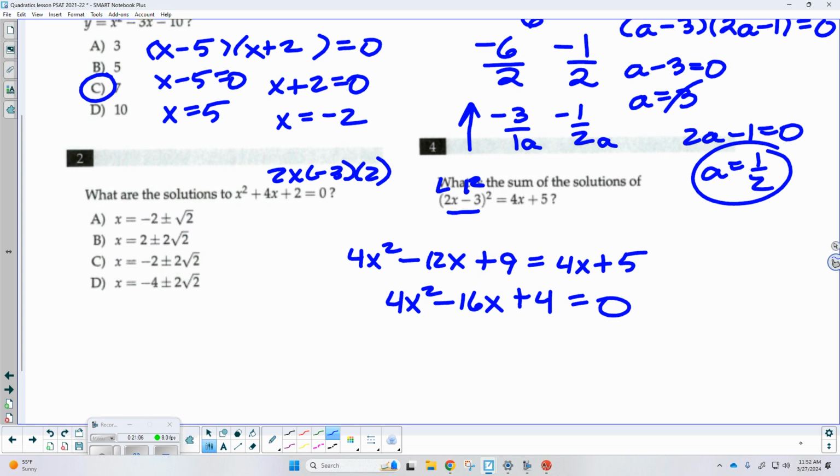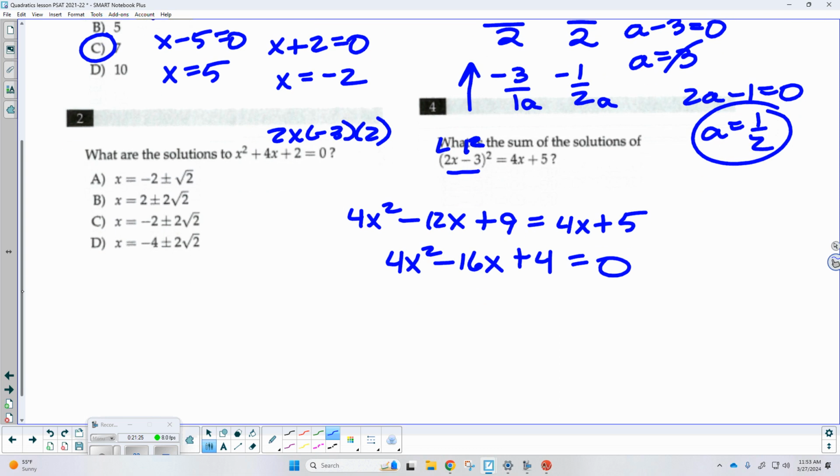Do we notice anything about this particular quadratic, like the values of a, b, and c? We can simplify if we want to. If I'm looking for the roots, that's perfectly fine. Now if I wanted to know the vertex, I wouldn't simplify. So let's go ahead and divide through by 4. That would be x squared minus 4x plus 1 is equal to 0.